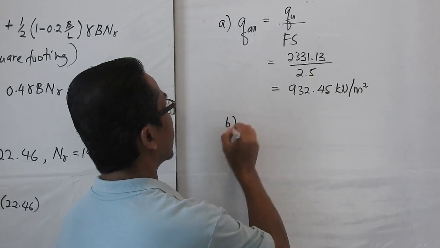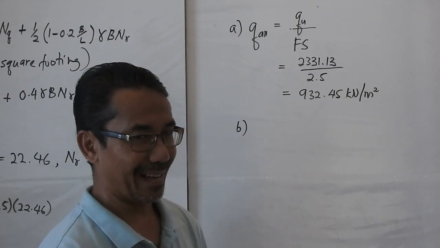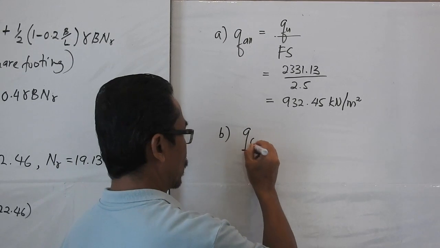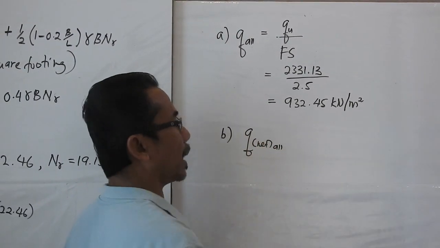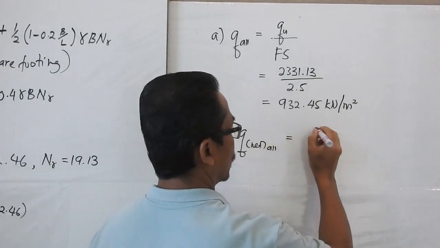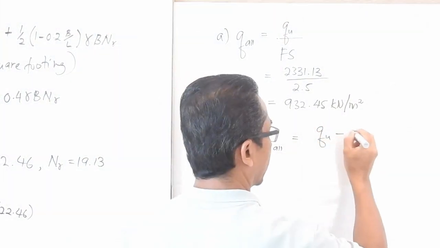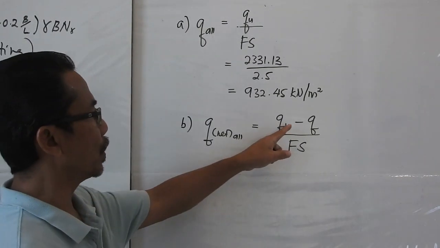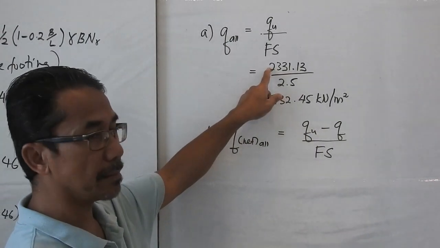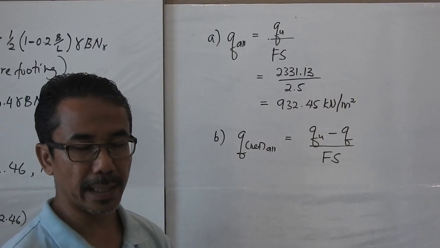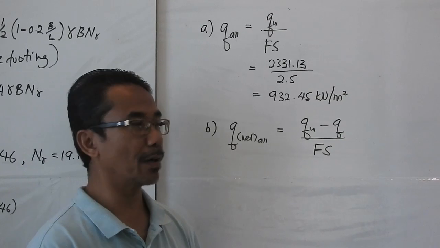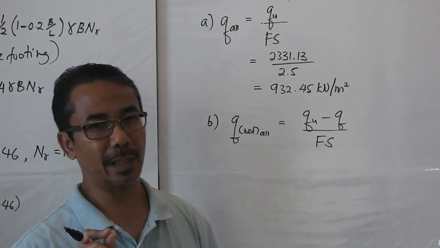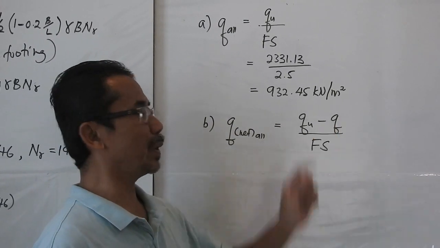Okay, B. We have to determine the net allowable bearing capacity. So net allowable bearing capacity, q sub net sub ALL, equals q_u minus q, divided by safety factor. Okay? So q sub u here is the ultimate bearing capacity, and q here is the stress at the base level of the footing, which is the component in the ultimate bearing capacity equation. If you remember the term q multiplied by N sub q, the same q here.